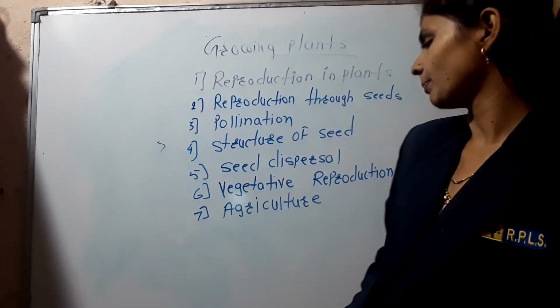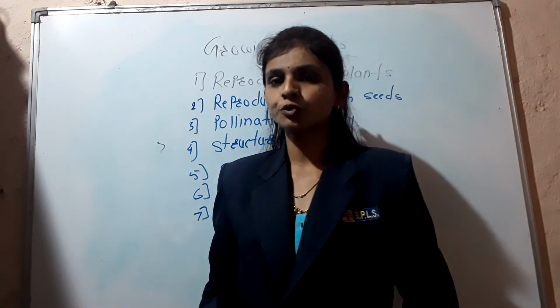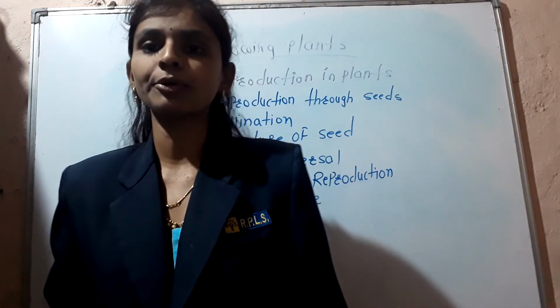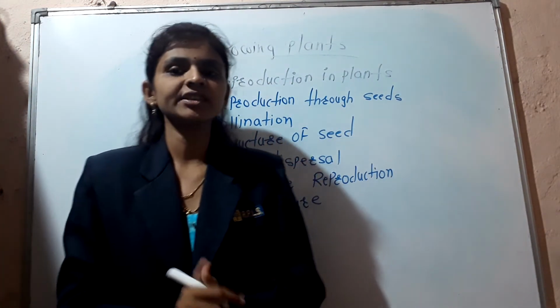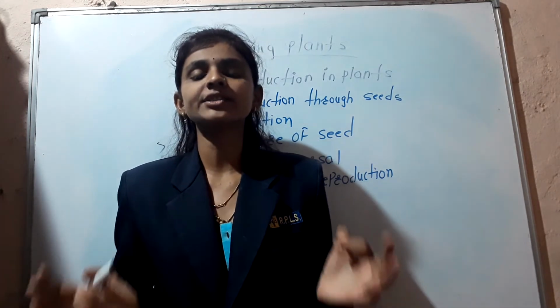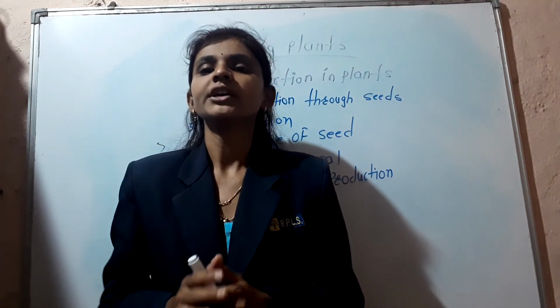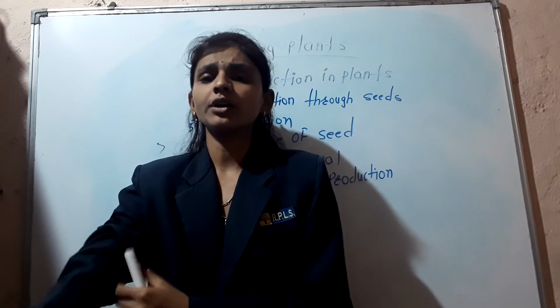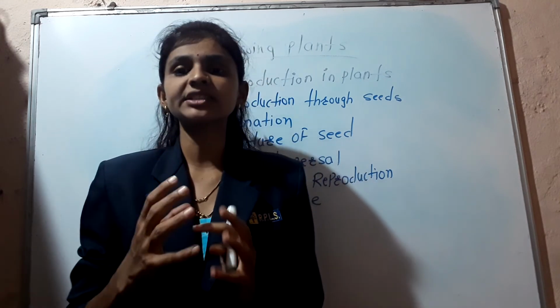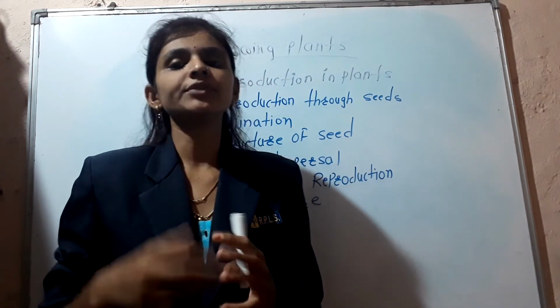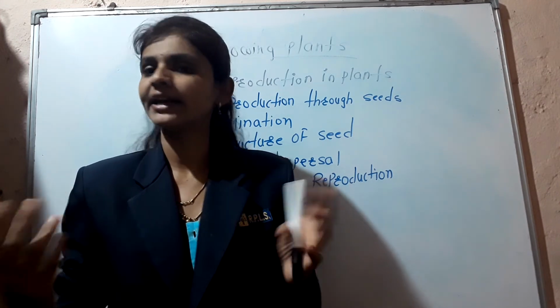And the last part is agriculture. Maybe some students have a little confusion about agriculture. Agriculture is the science of growing plants. It is a study of growing plants, and we are growing plants for food and other purposes.